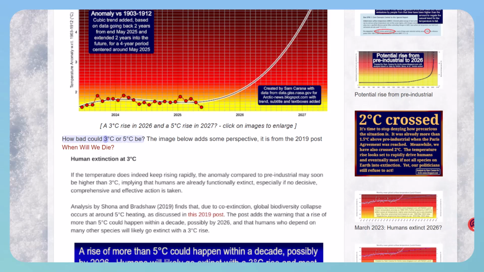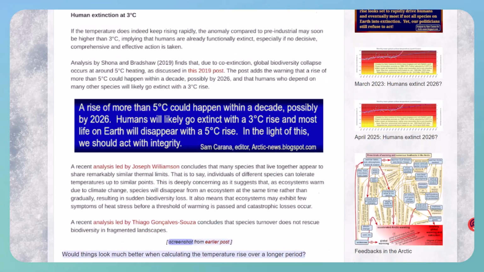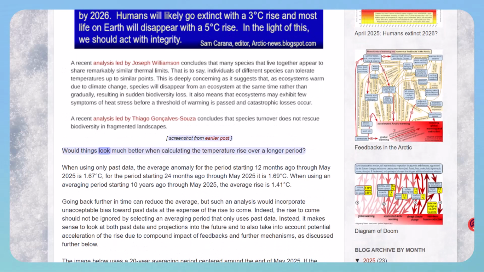How bad could 3 degrees Celsius or 5 degrees Celsius be? The image below adds some perspective. It is from the 2019 post When Will We Die? Screenshot from earlier post. Would things look much better when calculating the temperature rise over a longer period?